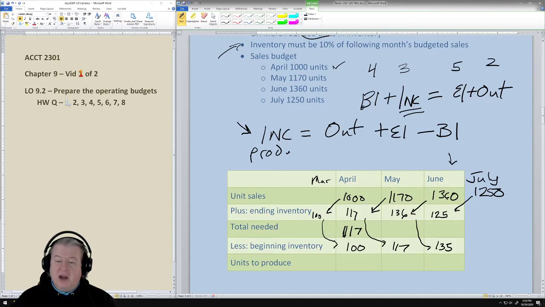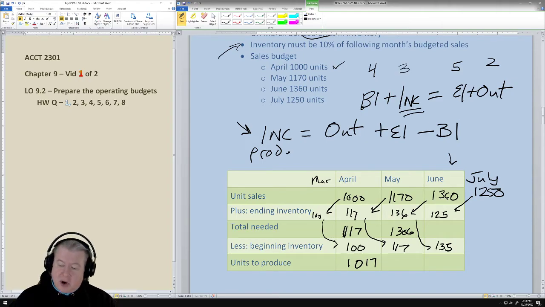And then you plan on having an additional ending inventory, less the beginning inventory. In other words, you have to produce this many to cover sales and your ending inventory, but you're starting off with 100. So you only need to produce this many. And you would do the same thing here. So this would end up being 1306. But you're planning on having an inventory of this much, which is your beginning inventory, the ending inventory of the prior month. So in other words, you plan on making 1170 plus an extra 136 to cover next month.